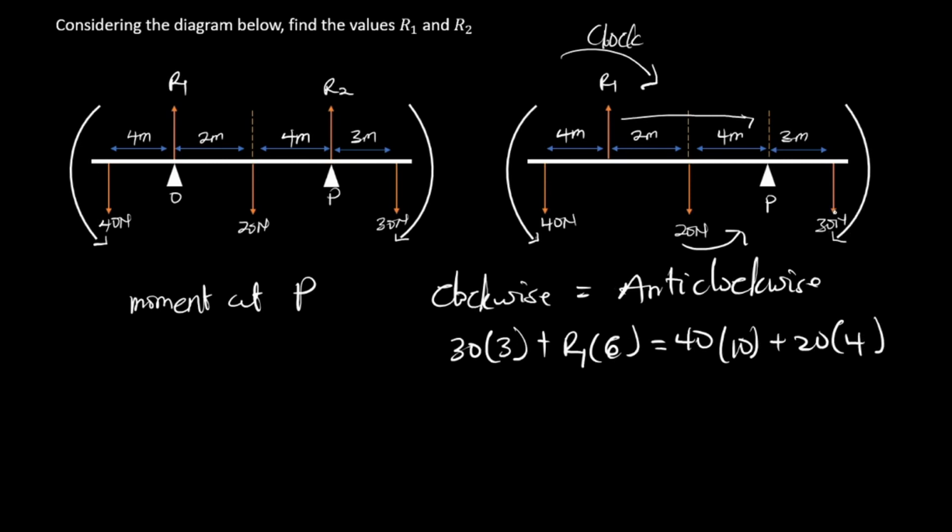Now this force 30 over here has no distance between the force itself and the pivot in the anti-clockwise direction, as in this direction. So that is all for the anti-clockwise moment.